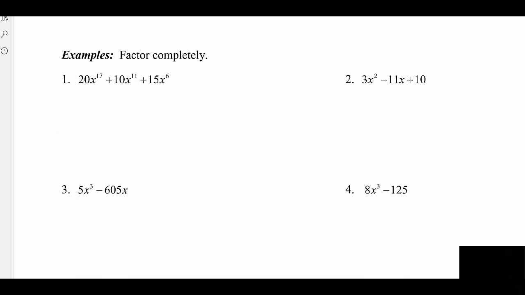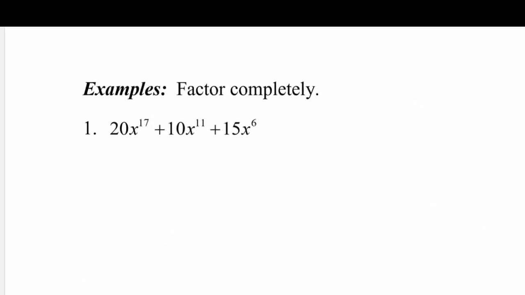It says factor completely. Notice that's all it says. Those are your only hints. So the first step will be always to look for a GCF. And in this particular trinomial, we know that the 5x to the 6 is a GCF. Then we're going to divide the 5x to the 6 out of every single term. So that's going to leave us here with 4x to the 11.